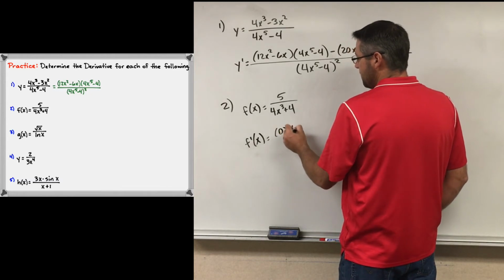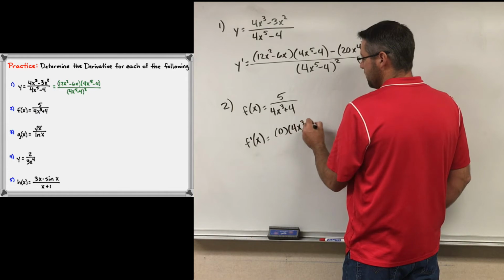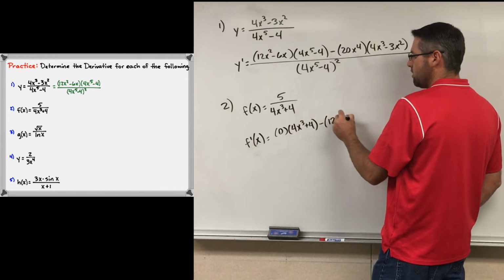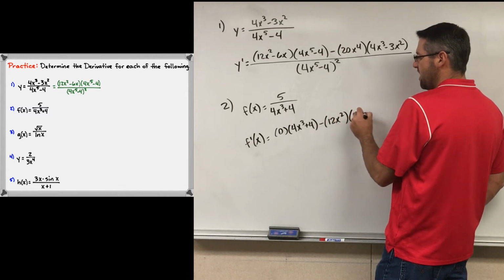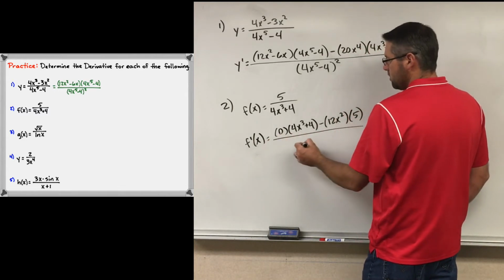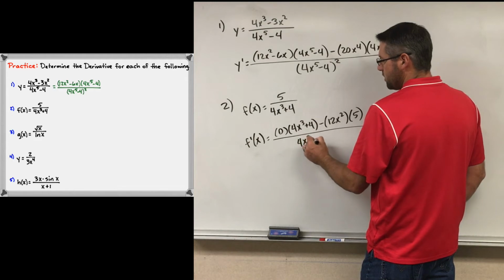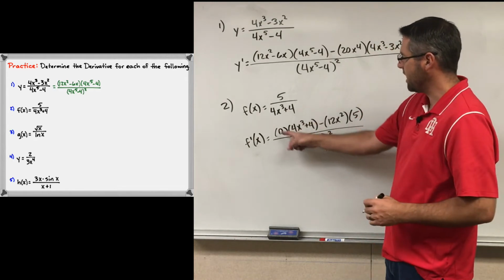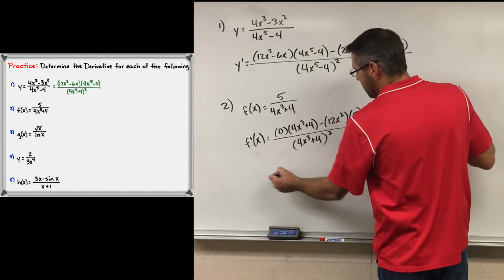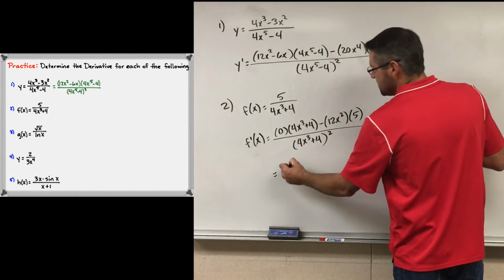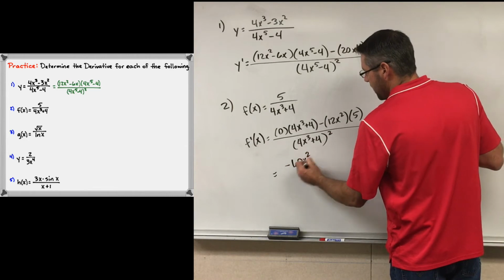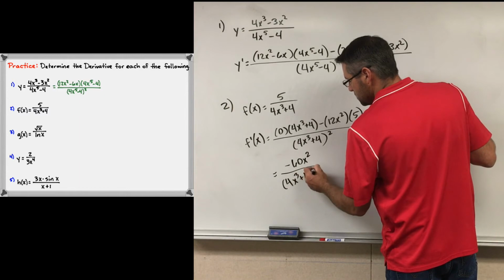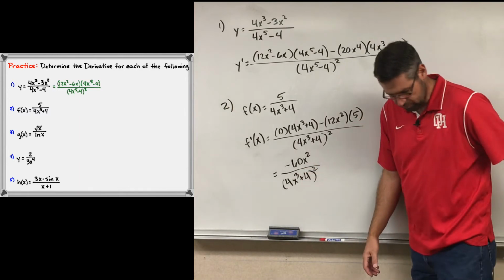And then times the bottom, so times 4x cubed plus 4, minus the derivative of the bottom, which is going to be 12x squared, times the top, which is 5, all over the denominator squared, so 4x cubed plus 4, all in parentheses and squared. Now you can notice that this all cancels out, and so I'm going to just simplify it a little bit, and then this becomes negative 60x squared all over 4x cubed plus 4 squared. Okay?